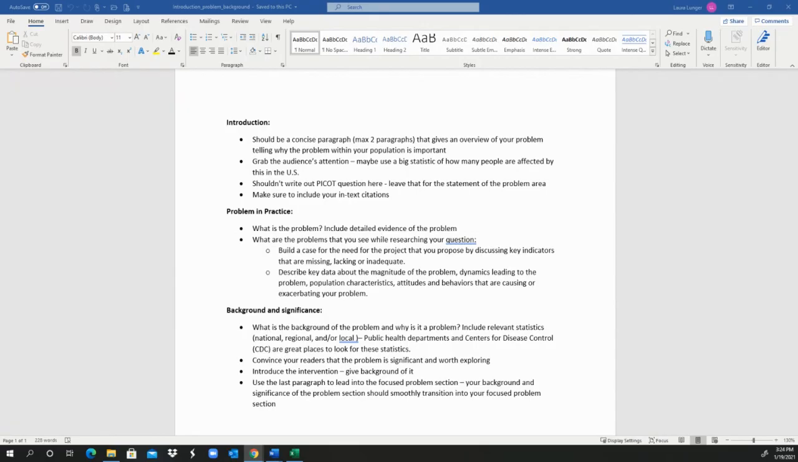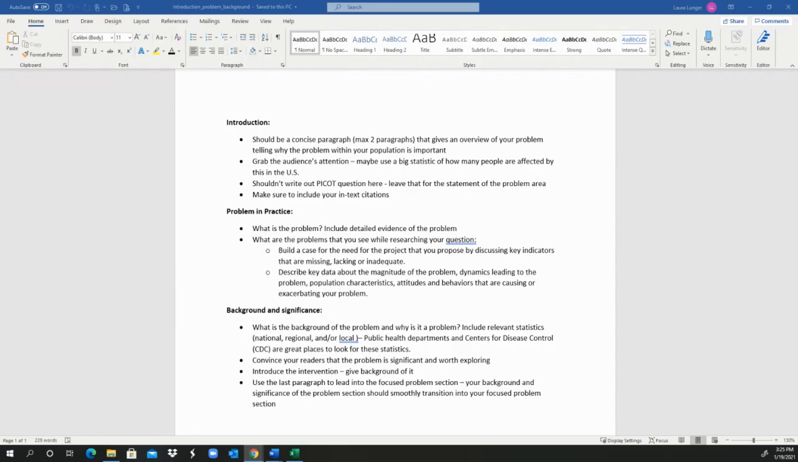You should not be writing out your PICO question. That's later on. That's going to be in your other areas, the statement of the problem area, okay? So this is not for that week. Make sure to include your in-text citations for anything that you're citing. So if you're pulling information, statistics from the CDC, make sure that you're citing that source.